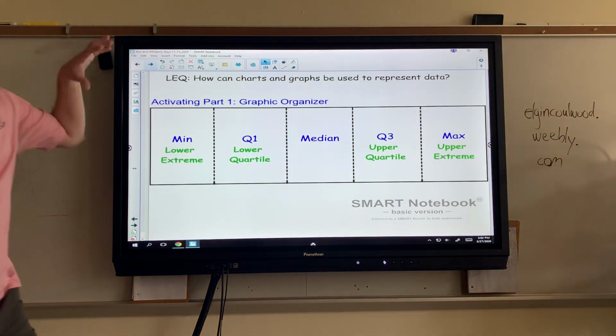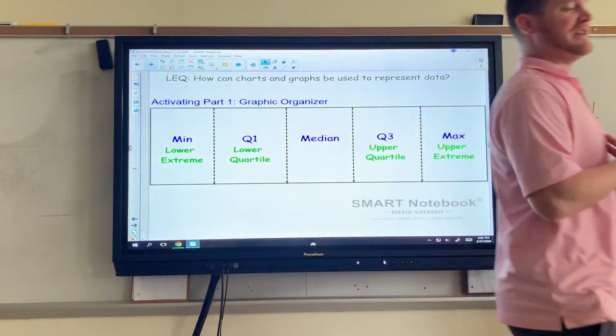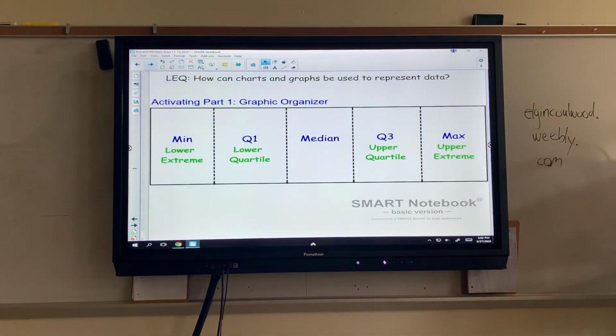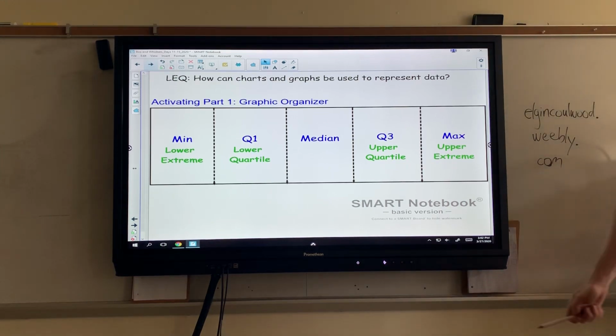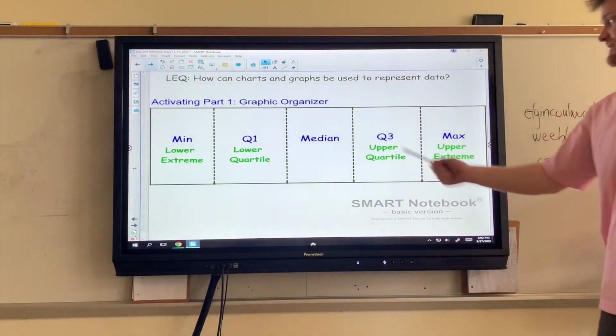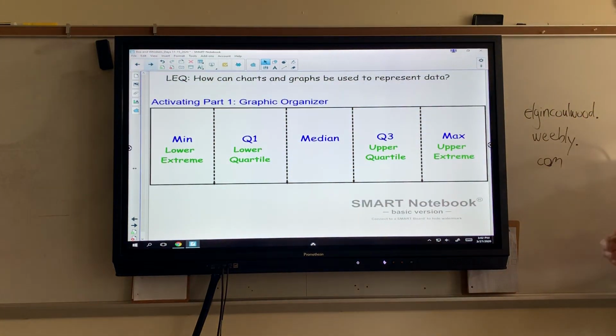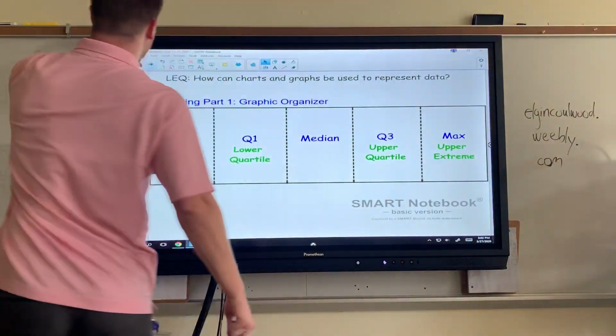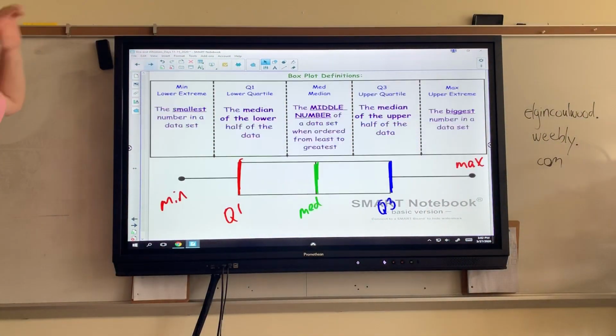Go ahead and pause the video, copy this stuff down. These are going to be vocabulary that we will be referring to pretty much throughout this unit of statistics and graphing these box and whisker plots. We got our minimum, quartile 1, our median, quartile 3, and our maximum. Hopefully you paused that video there. And moving on to define them a little further.